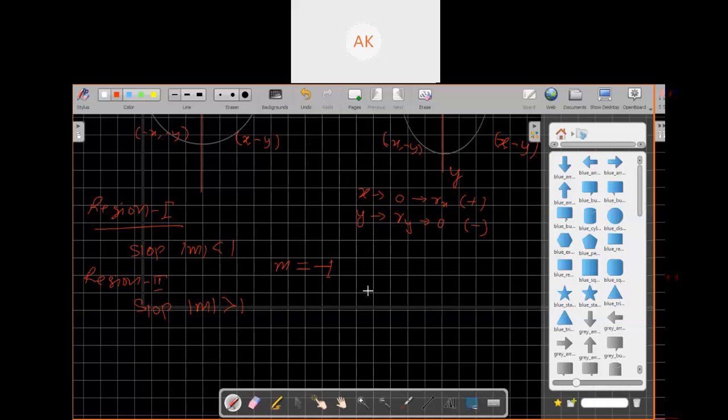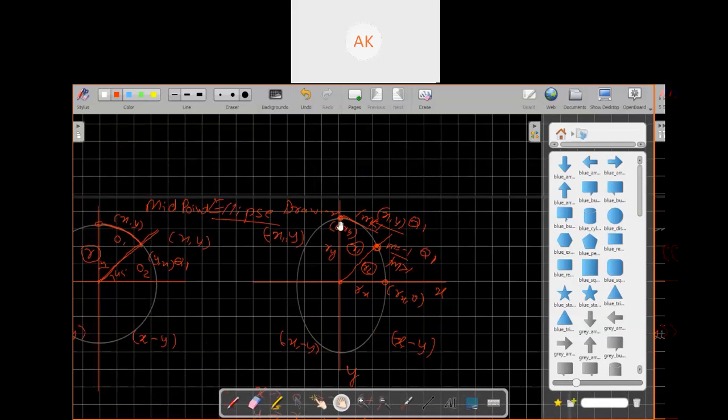Okay, we are talking about the slope of tangent. Suppose this is your ellipse, then this is your tangent. I think you all know what the meaning of tangent is. So let's start calculating the points in region 1, which starts from 0, ry to this point where m is less than 1.